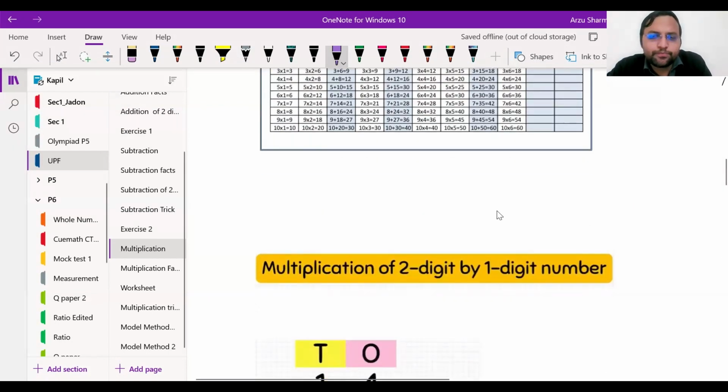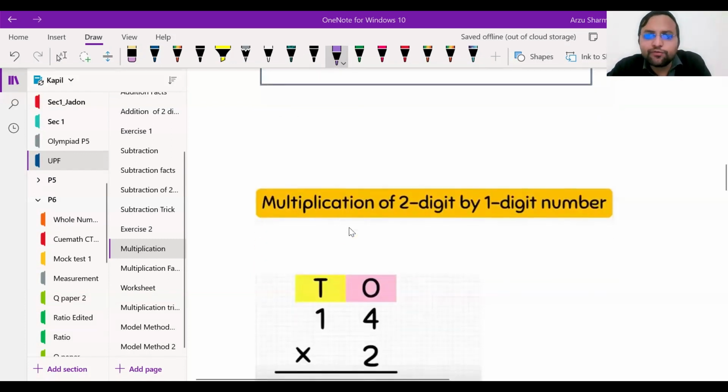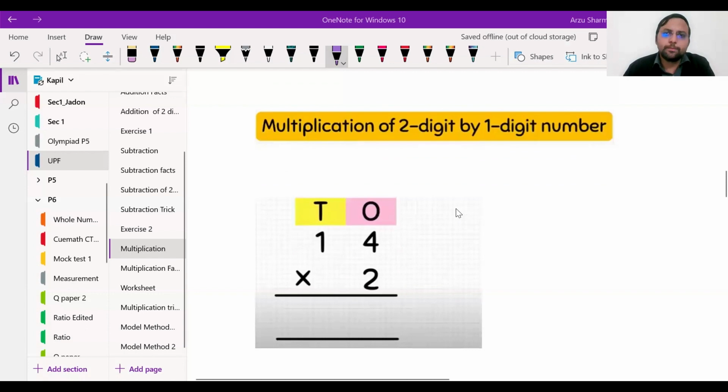Now let's quickly look at the multiplication of a two-digit number by a one-digit number. Yes, Sujal, that's correct. So to multiply a two-digit number by a one-digit number, we simply multiply the ones digit of the two-digit number by the given number. So basically 2 times 4, that would be 8, and then 2 times 1 would be 2. So it's 28. Yeah, Swastik, correct.